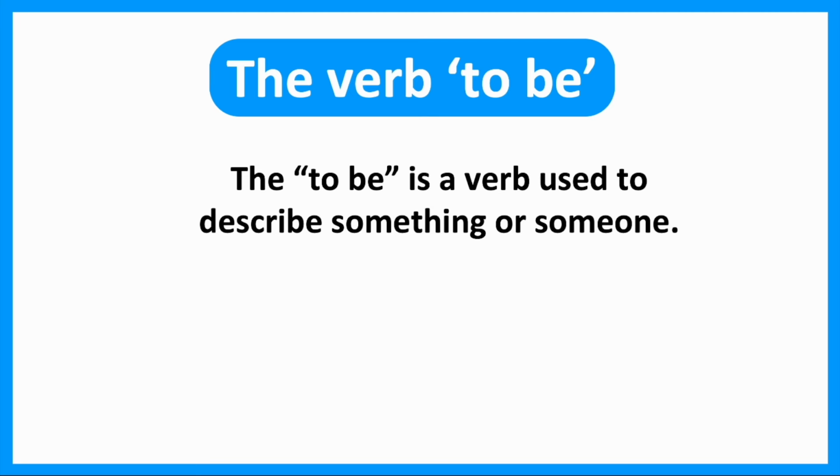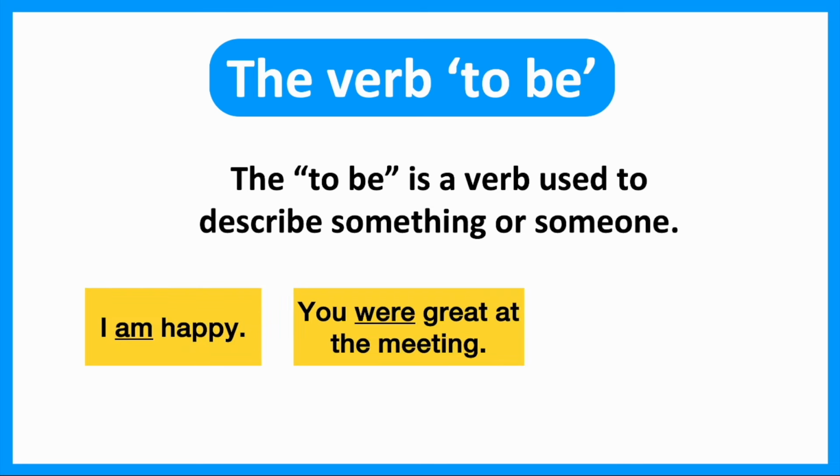All of these sentences use the verb to be. I am happy. You were great at the meeting. It was raining. In English, the verb to be can be used to say different things according to the context. However, the most common use of the to be verb is to talk about names, ages, feelings, nationalities, and professions, especially when talking in the present tense.